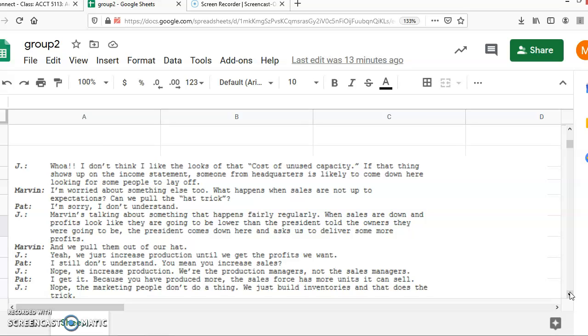Pat, I still don't understand. You mean you increase sales? Nope. We increase production. We're the production managers, not the sales managers. I got it. Because you have produced more, the sales force has more units it could sell. Nope. The marketing people don't do a thing. They just build inventory, and that does the trick.